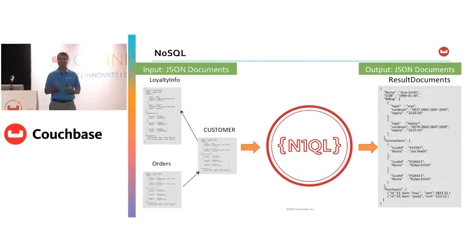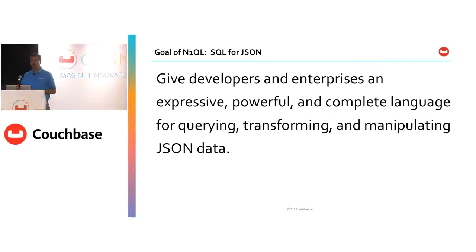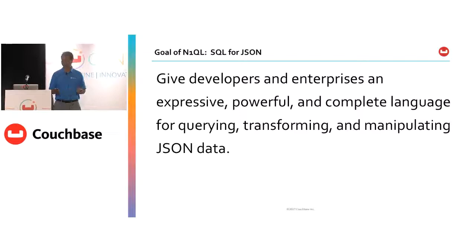Input is sets of JSON documents. Result is a set of JSON documents. Right? You don't lose any structure. You have the full flexibility of JSON as input as well as output. Right? This is the goal of Nickel. Give developers and enterprises an expressive, powerful, and complete language for querying, transforming, and manipulating JSON data.